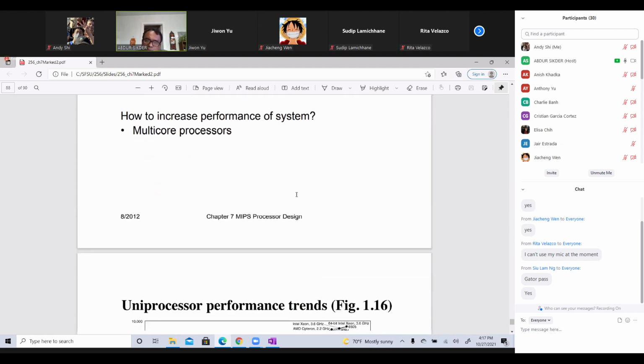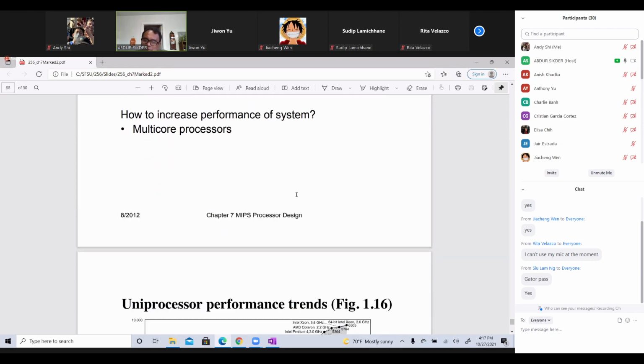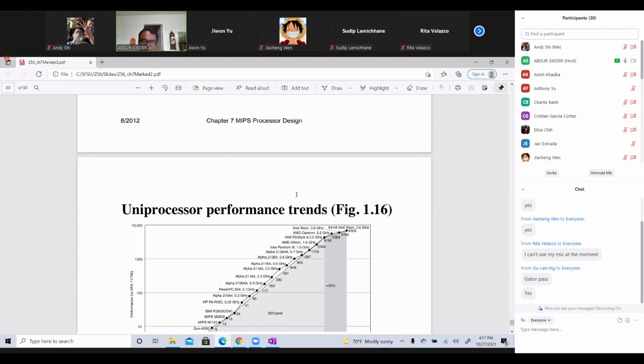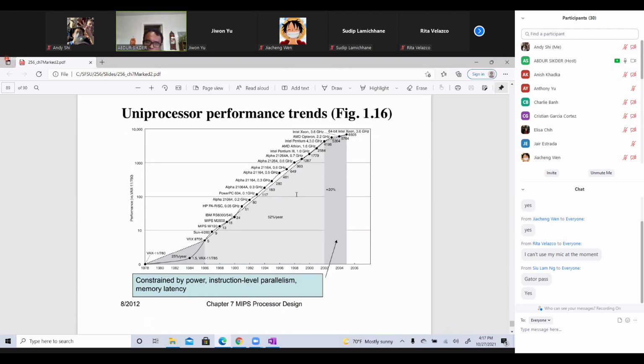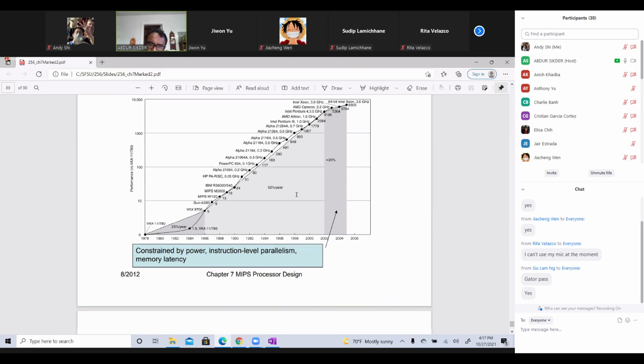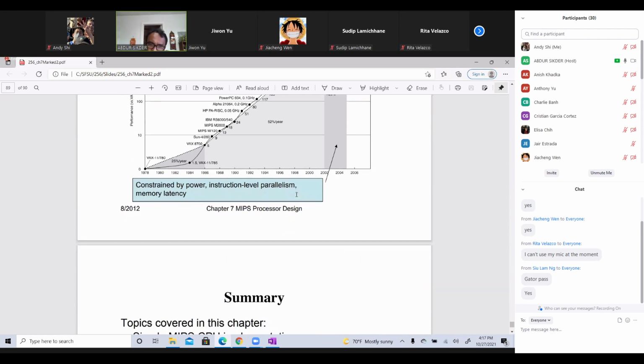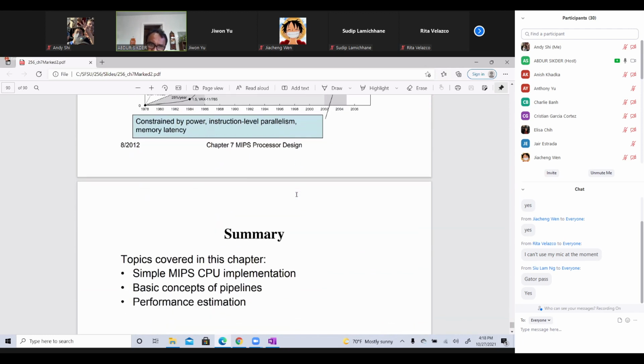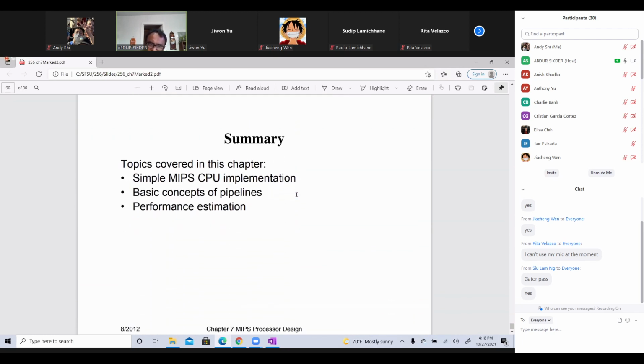How to increase performance of a system? Introduce multi-core processors. Uniprocessor performance trend: there is a picture here from 1978 to 2006. See how it goes up the curve. Constrained by power, instruction level parallelism, memory latency. So this is the summary.